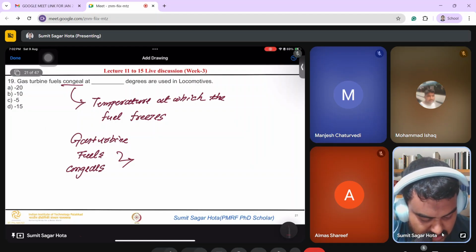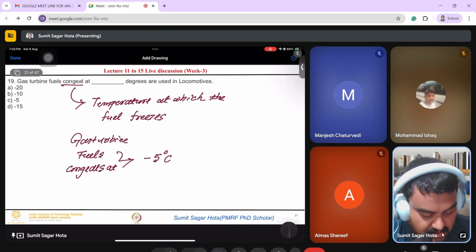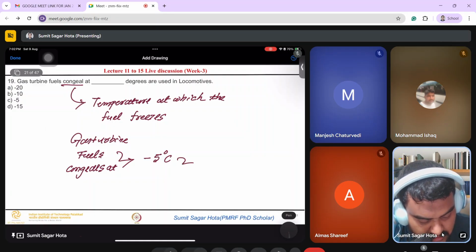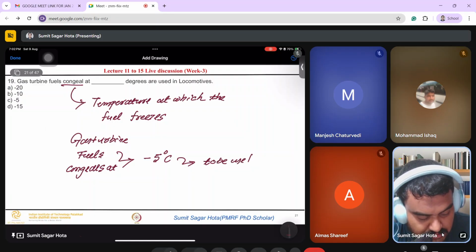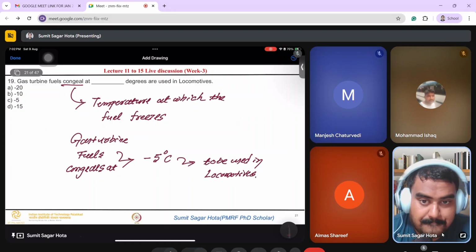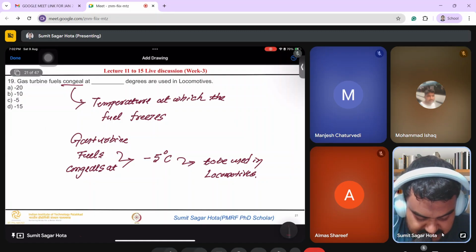Okay, the gas turbine fuels congeal at -5 degrees Celsius, to be used in locomotives. Okay. So answer is C.